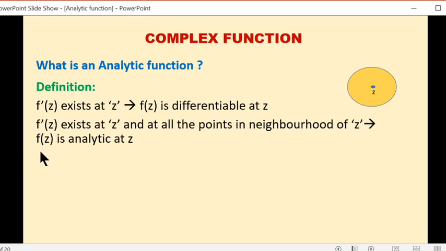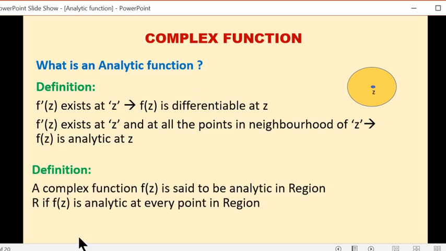So function f of z is said to be analytic if this derivative exists at point z as well as at all the points around z. Okay, so it becomes a more general concept. Okay, so then we say it is analytic. Did we understand the meaning of analytic function? Okay, it's simple, right? Okay, this is analytic function at one point z.